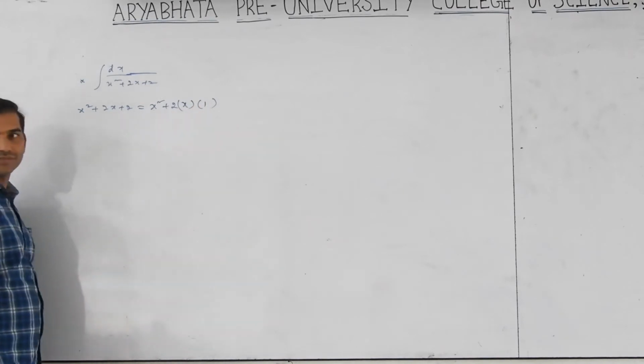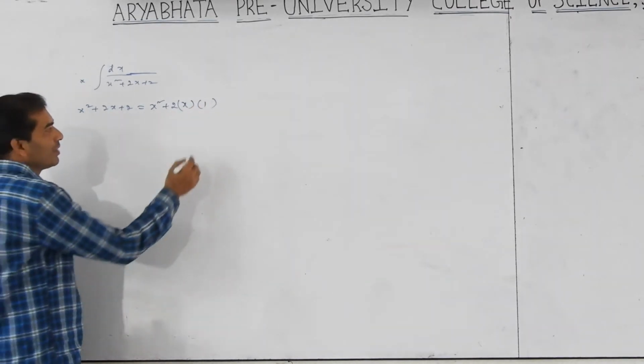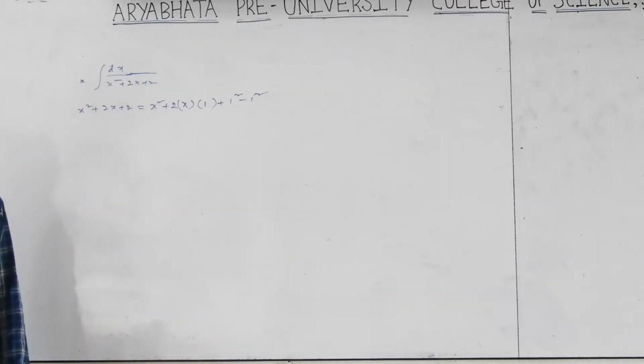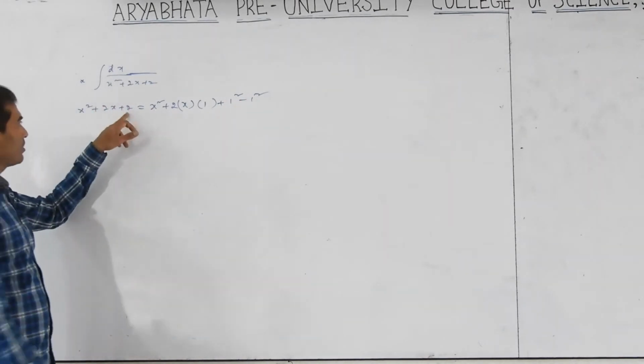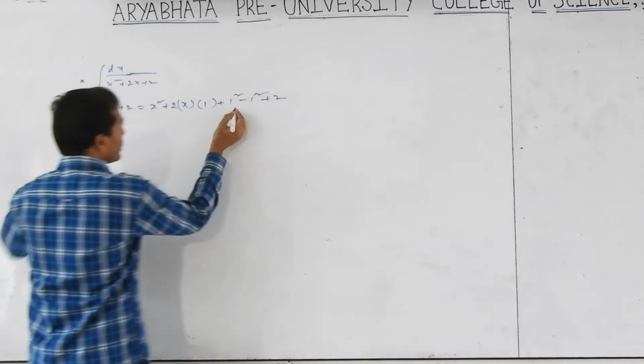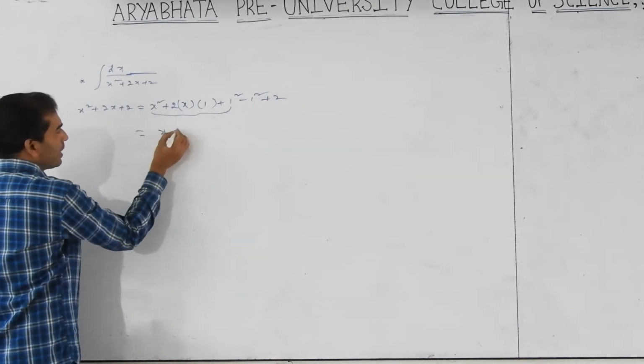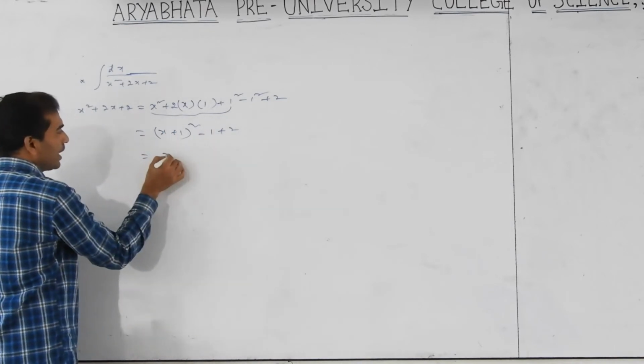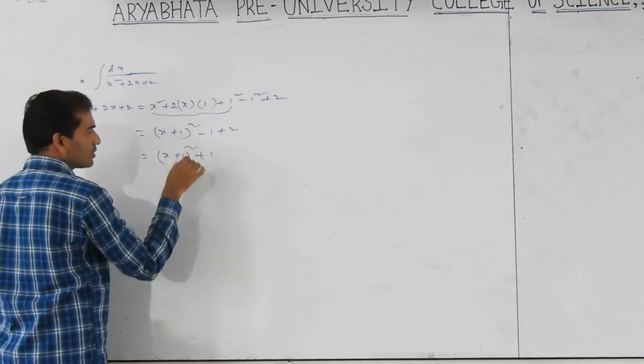By taking how much do we get 2x? 1. So then add 1 square and subtract 1 square, that is b square minus b square. Next the remaining constant is plus 2. Up to this it is (x plus 1) whole square minus 1 plus 2, which is (x plus 1) whole square plus 1.